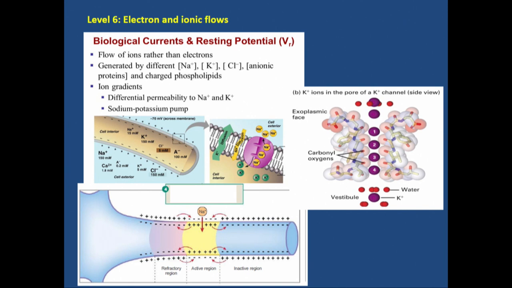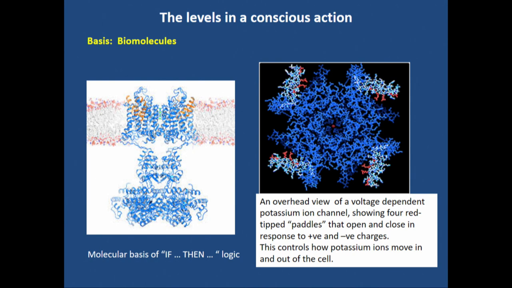Generated by sodium, potassium, chlorine, and charged phospholipids. The ion gradients, and these ions flow in and out and generate the action potential, and what enables this to happen is voltage-gated ion channels, and these are the magic where physics and biology meet. These are incredible biomolecules seen from the side on the left and seen from the top on the right.